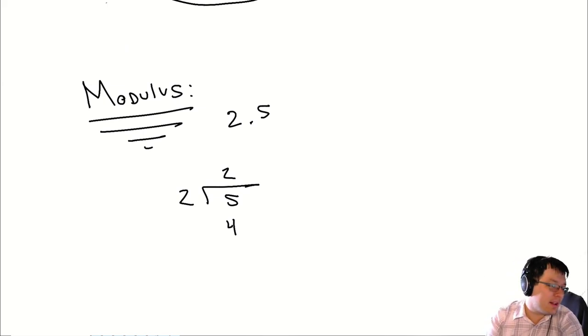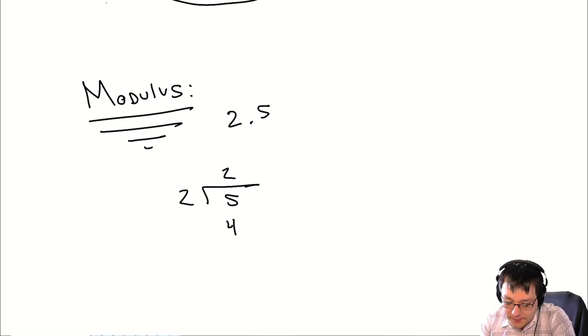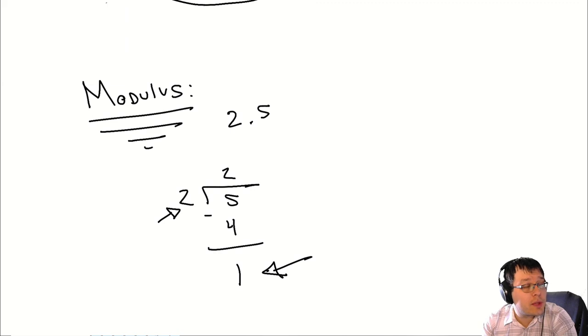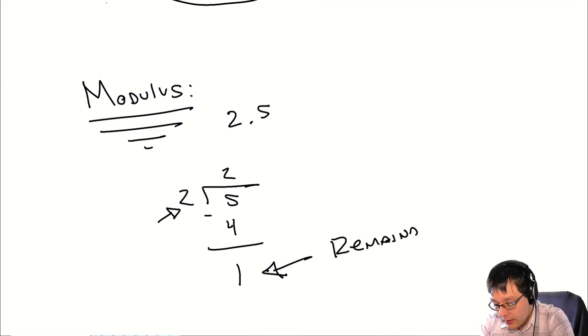I'm doing it the way that I learned it. So you do that, and then you do your little subtraction, and you get a 1, okay? Because this 1 is smaller than this 2, that means that you can't divide it further without going into decimals, and we like to call that the remainder.